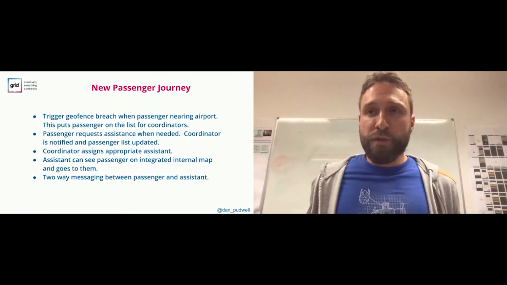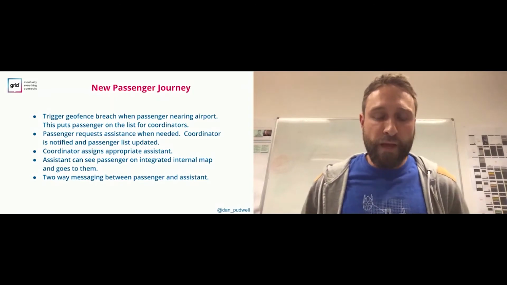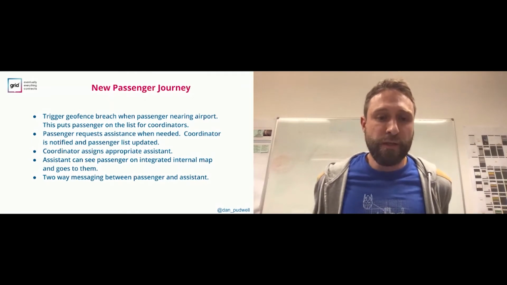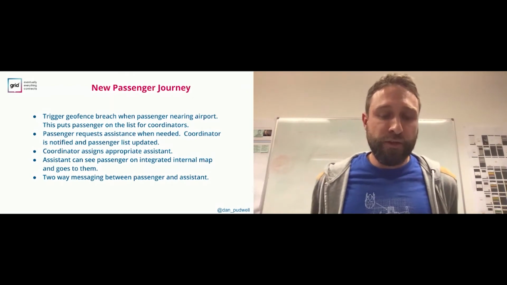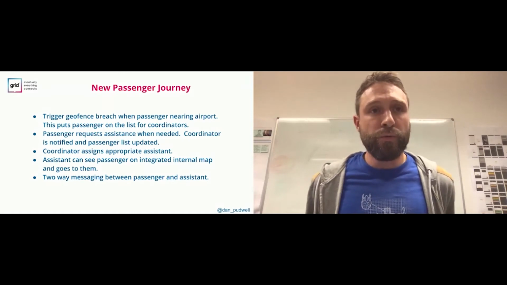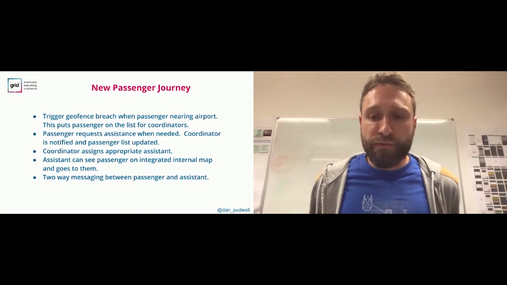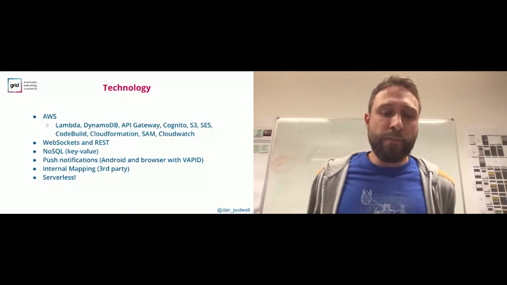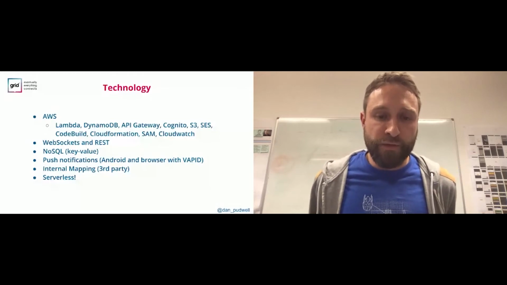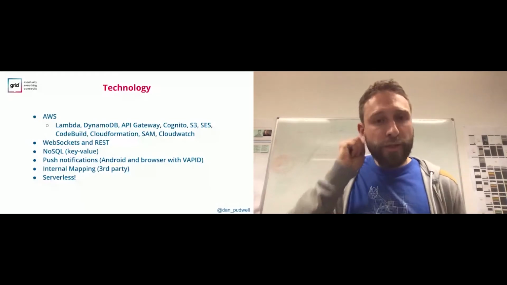In terms of the technology we used to build this application, it was heavily AWS serverless, with a combination of REST endpoints and WebSockets. Obviously, DynamoDB is a NoSQL database that uses key-value stores. We used push notifications through Android, Firebase, normal notifications, as well as VAPID for the browser notifications. As I mentioned before, the internal mapping was provided by a third-party company called Living Map. And obviously, as I just said, we took a serverless approach to how we built it.